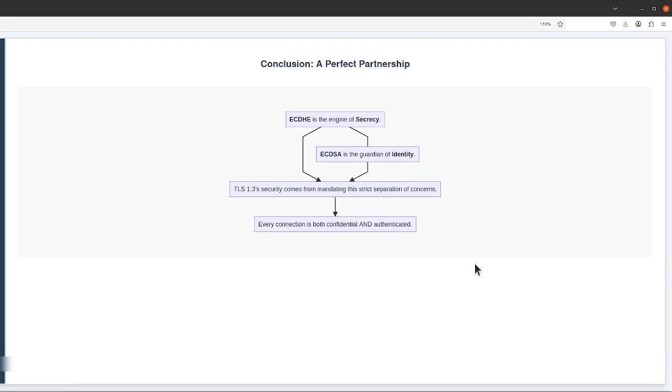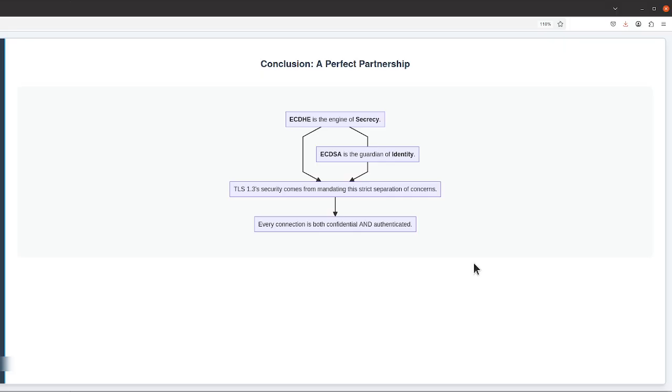Conclusion. A perfect partnership. In conclusion, ECDHE and ECDSA are not competing algorithms. They are partners that perform two essential and separate functions in a TLS 1.3 handshake. ECDHE is the engine of secrecy, generating a fresh, untraceable key for every conversation to ensure forward secrecy. ECDSA is the guardian of identity, using the server's long-term, trusted key to authenticate the handshake and prevent impersonation. TLS 1.3's robust security comes from mandating this strict separation of concerns, ensuring that every connection is both confidential and authenticated.